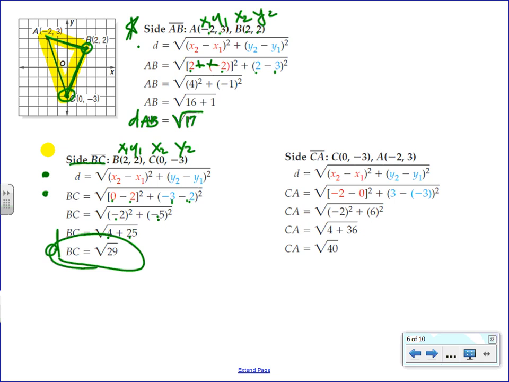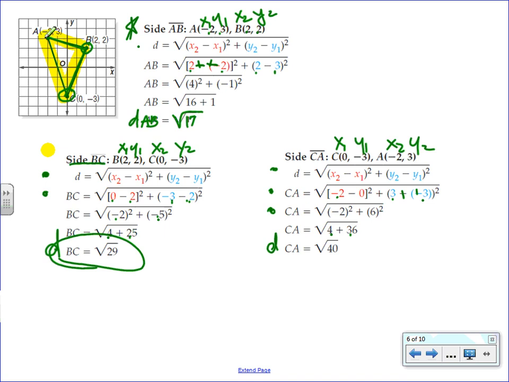And then finally, we have the length of CA. Again, you're going to plug in the numbers. x1, y1, x2, y2. Write your formula, plug in your numbers, calculate. Right, here we go. We have negative 2 minus 0 squared plus 3 minus a minus 3 squared. Negative 2 squared is 4. 3 minus minus 3, plus plus, is 6. 6 times 6 is 36. Add them together, and the distance of CA is the square root of 40.